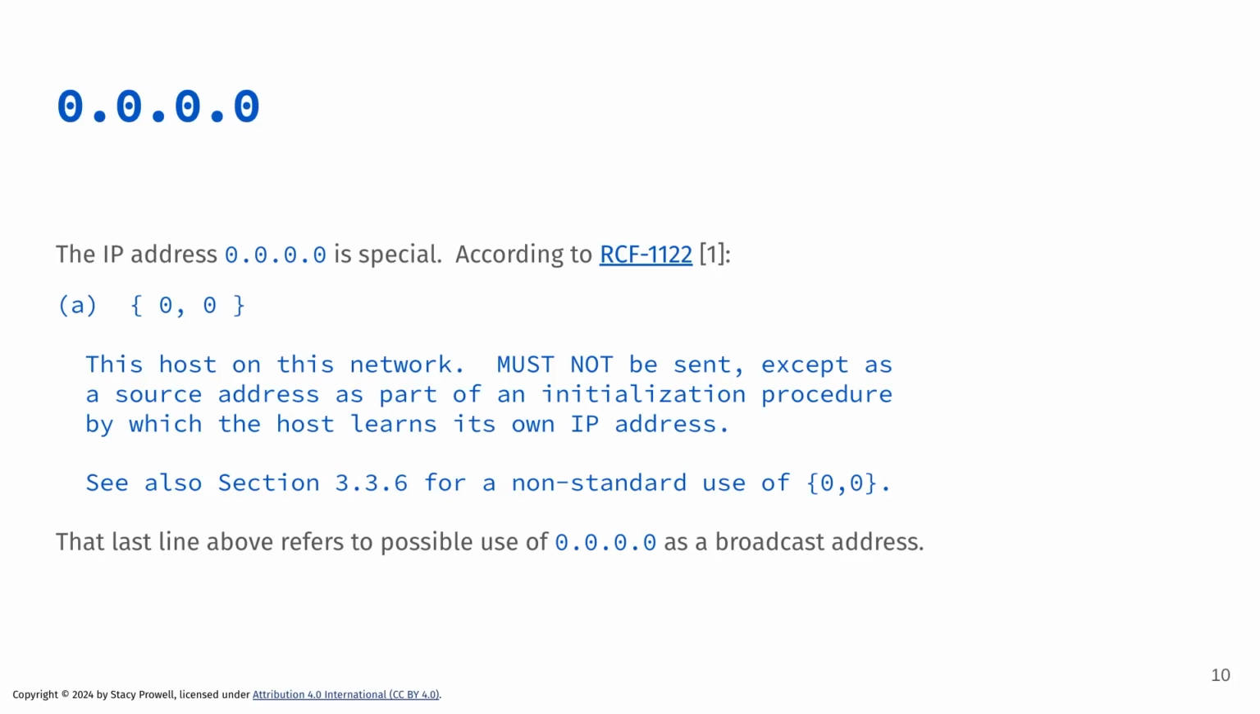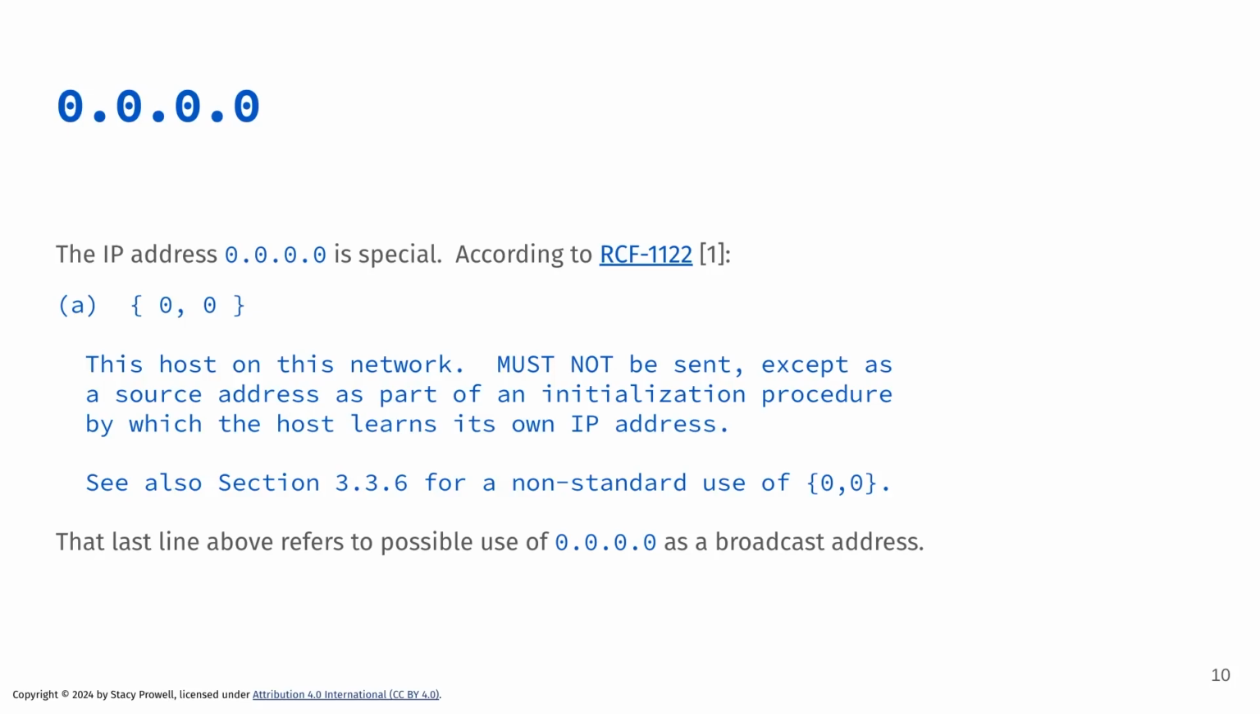Initially, I don't know my IP address. It could be anything. So I need to reach out to someone, broadcast to the world: give me an IP. So maybe what I do is I just let my current address be zeros. And great, they'll respond, and then from then on, I'll use that address. So that's interesting. But then it says, see also section 3.3.6 for a non-standard use. It may be used as the broadcast address. So that's possible too.